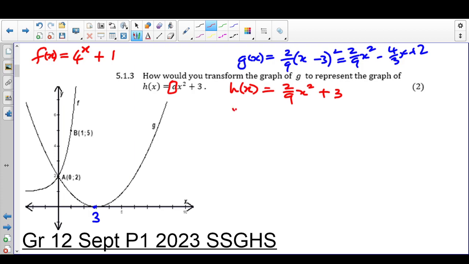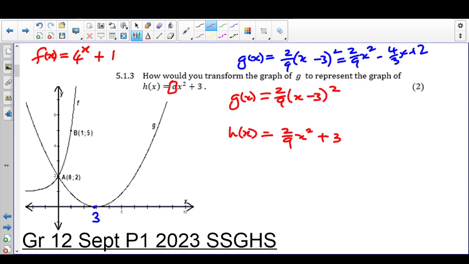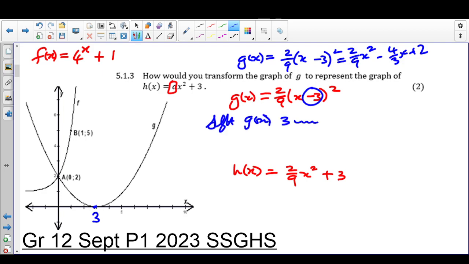But remember, what is g of x? G of x is defined as 2 over 9 x minus 3 squared. So what must happen to g of x to get that h of x out? Firstly, I need to cancel out the 3, not so. So how do I add 3 to this? You must shift the graph 3 units to the left. So you're going to shift g of x 3 units to the left.